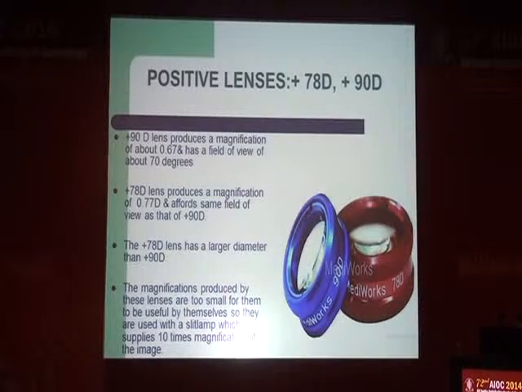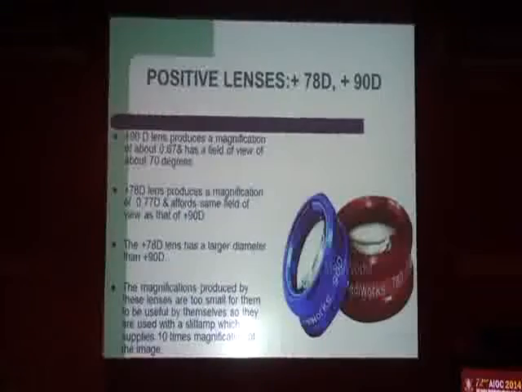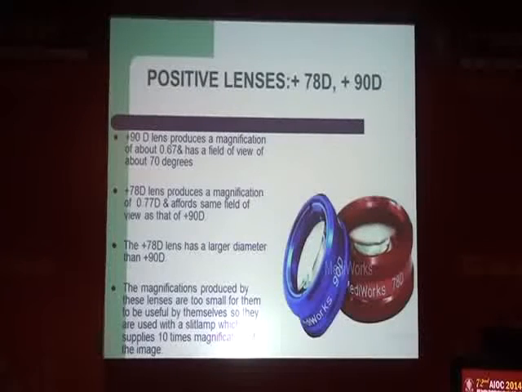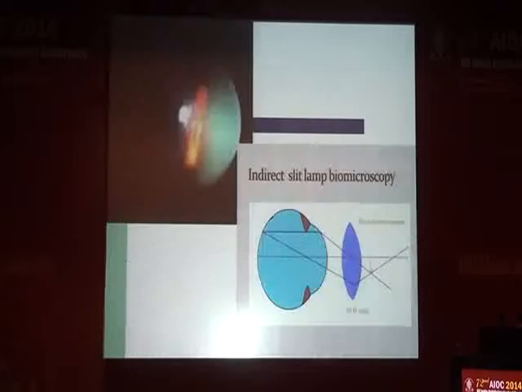The magnifications produced by these lenses are too small for them to be useful by themselves. So they are used with a slit lamp, because a slit lamp is the one which actually magnifies the view which these lenses give. The slit lamp magnifies that view by almost 10 times. So this is the principle of these plus lenses. Essentially, this is a 78 diopter lens and it will give you a real inverted image like this. So you're seeing an inverted image with these lenses.